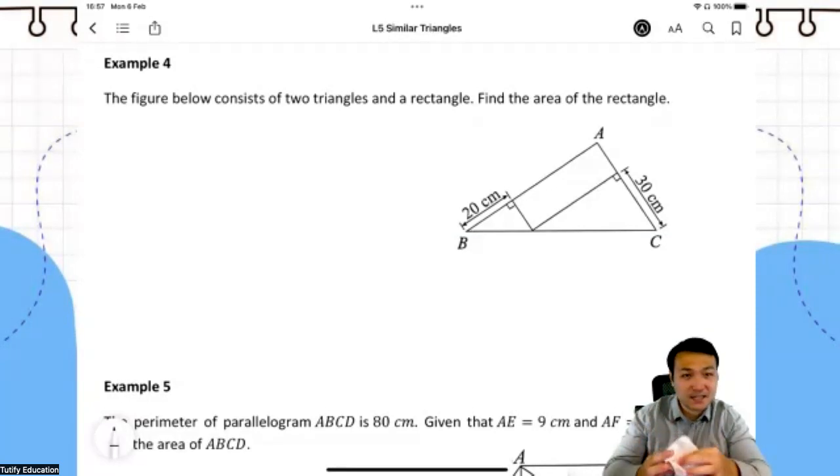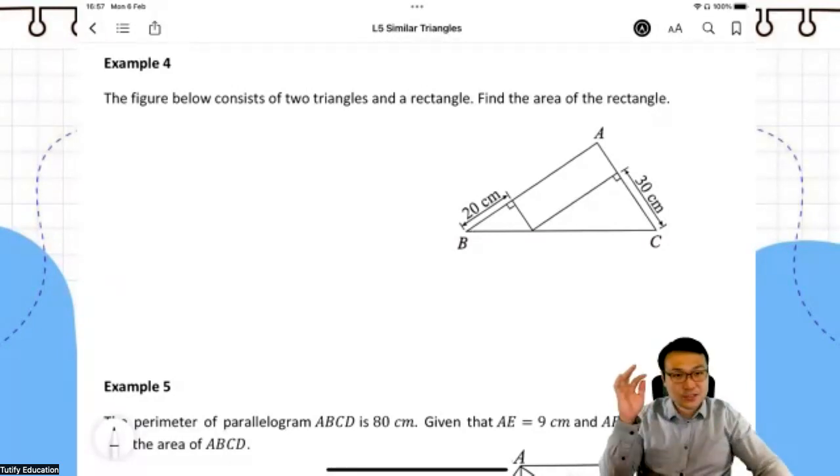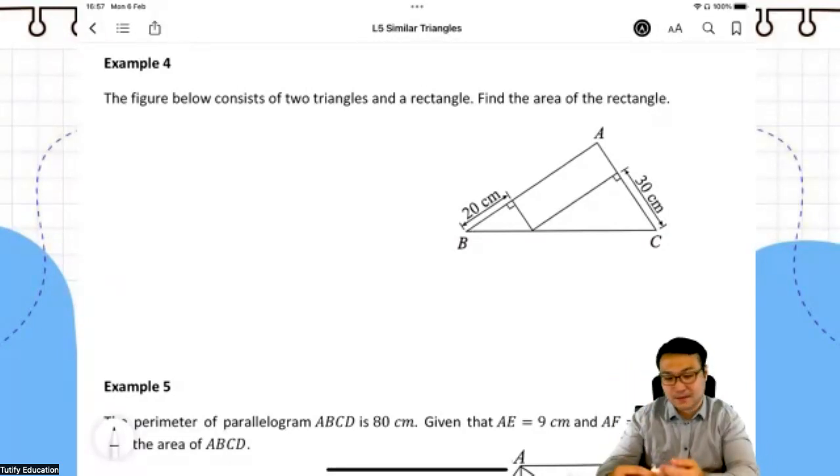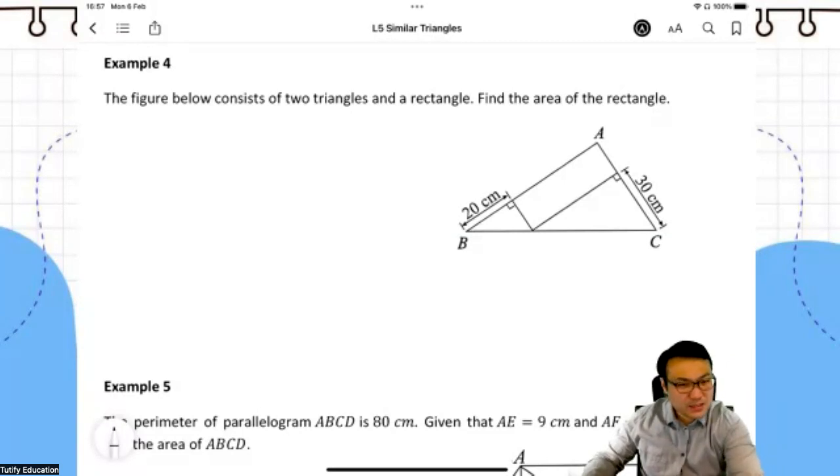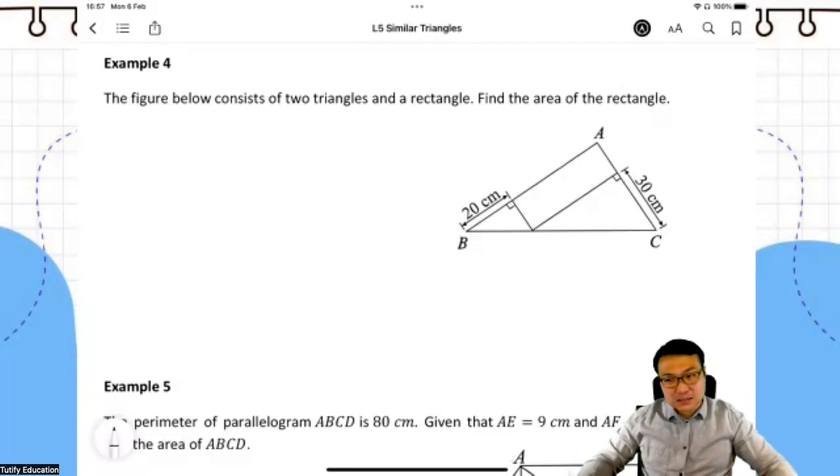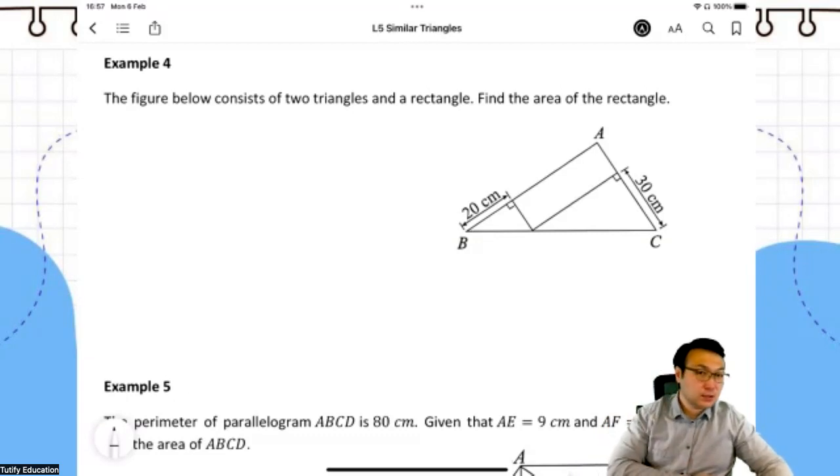Any ideas? Yes, Aiden, you have an idea? Come, share with me your idea. I tried doing it, but I got an answer that's quite bad. What's your answer? I think my answer should be 460. Okay. So did you draw any additional lines or do you slice it into something? Nothing. I didn't do anything else. So how do you get 460?